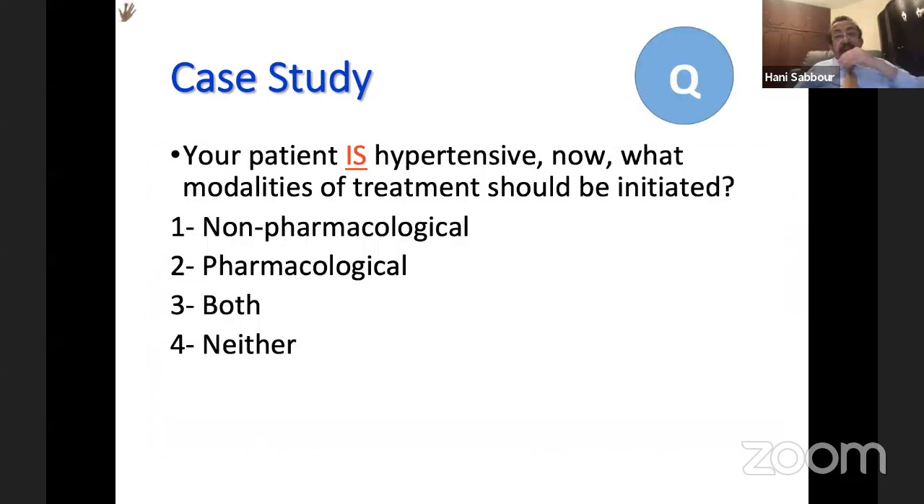So since the patient is actually diagnosed to be hypertensive, at this point, with the investigations we've just seen, what modality should be initiated? Non-pharmacological, pharmacological, both, or neither? So again, we have a polling question. And we have 15 seconds for the answer. All right, so the answer, of course, is both.